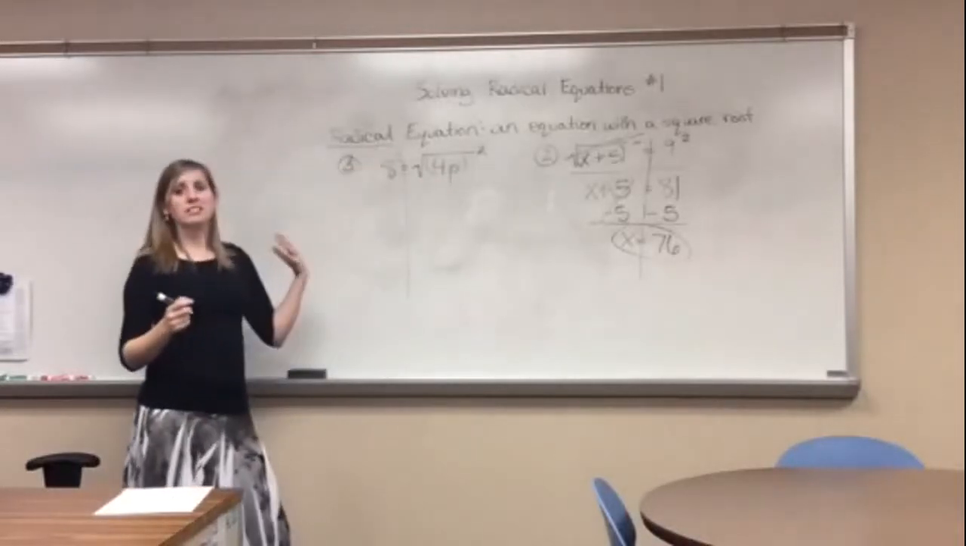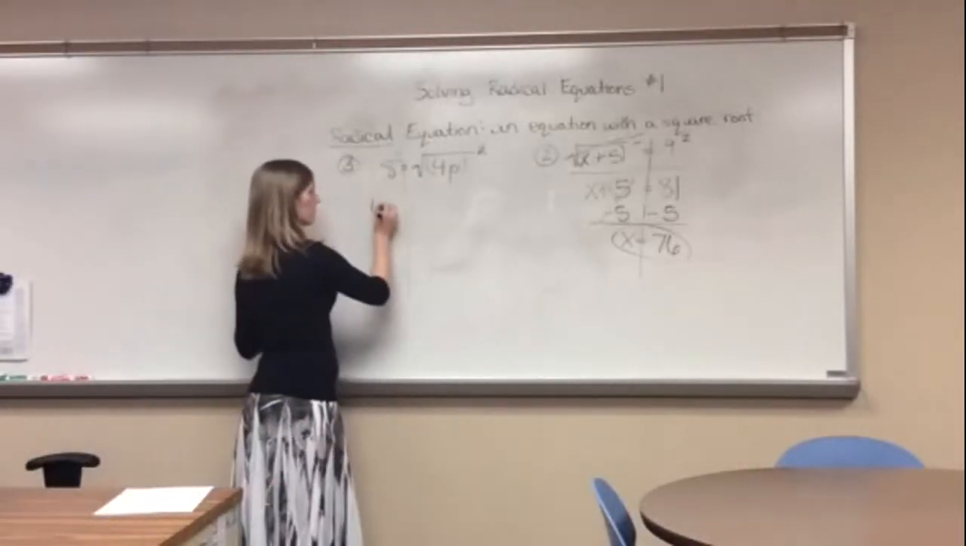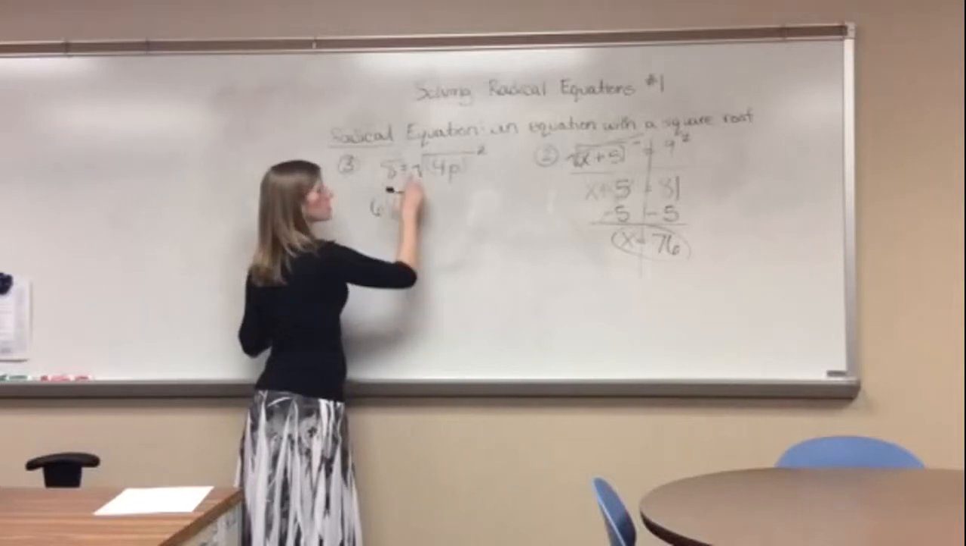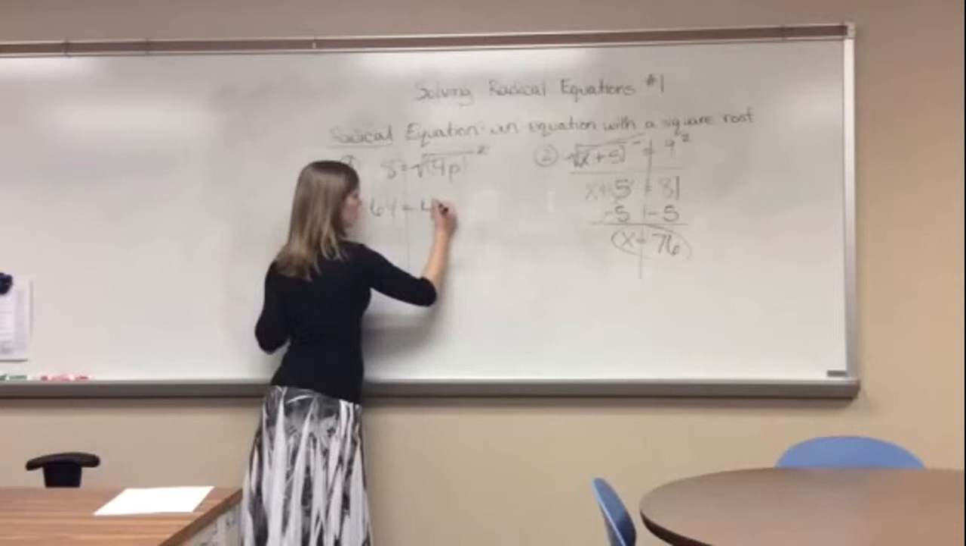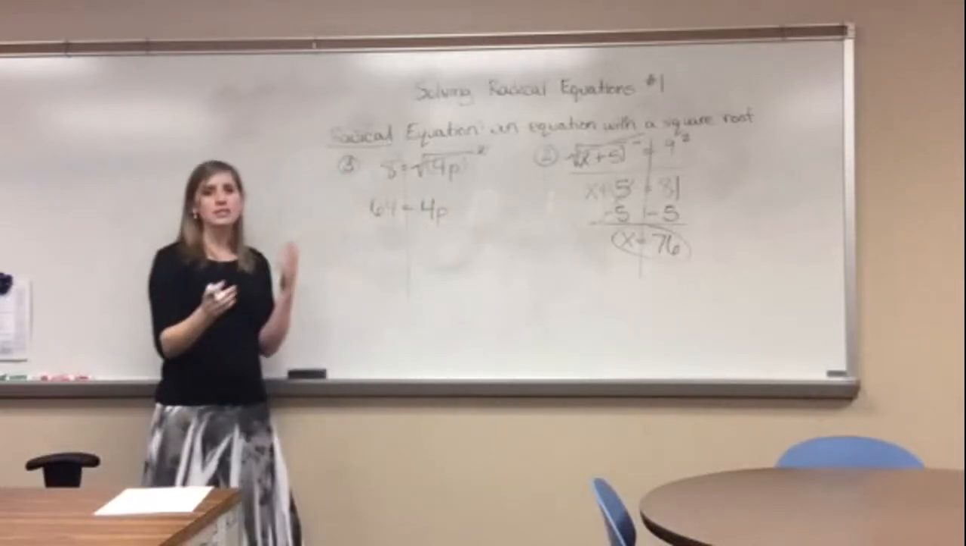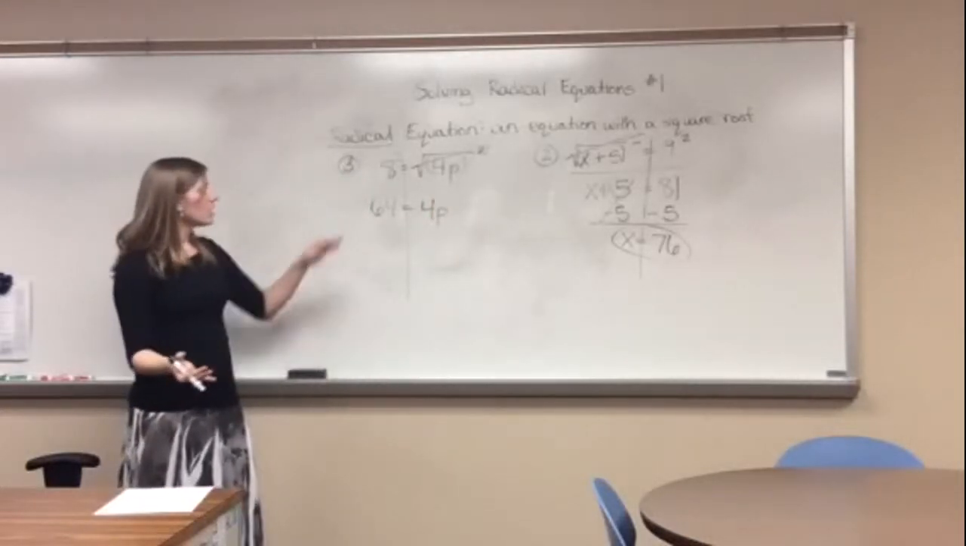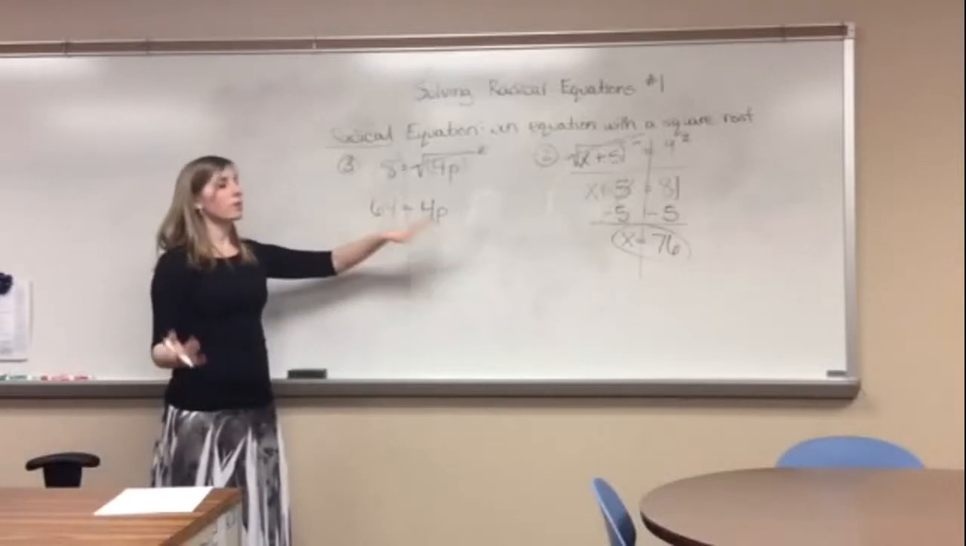8 squared just means 8 times 8, which is 64, equals, the square root and the square cancel. The 4p does not change, okay? All that we're doing is getting rid of the square root. So 64 equals 4p, we're almost done.